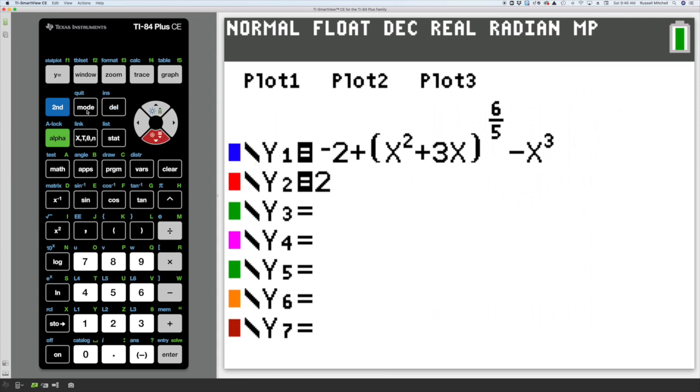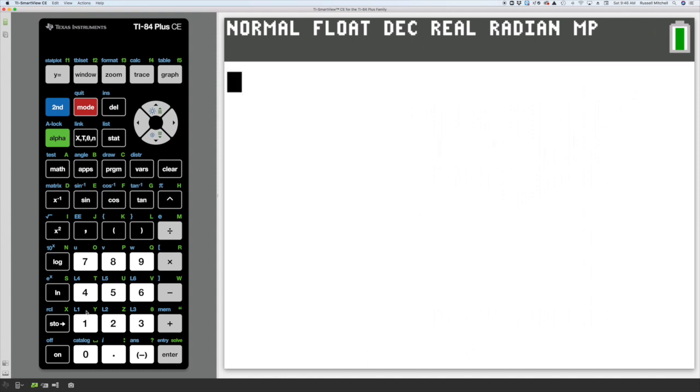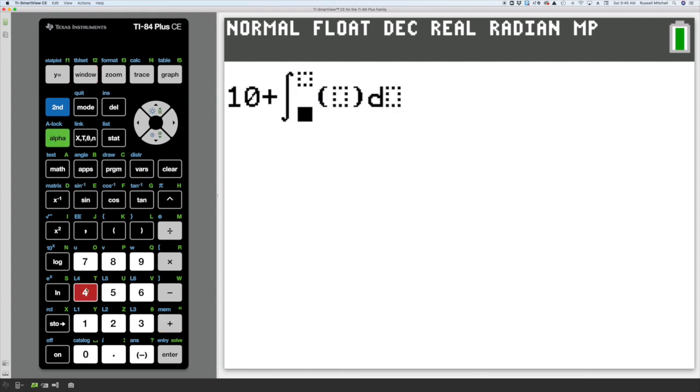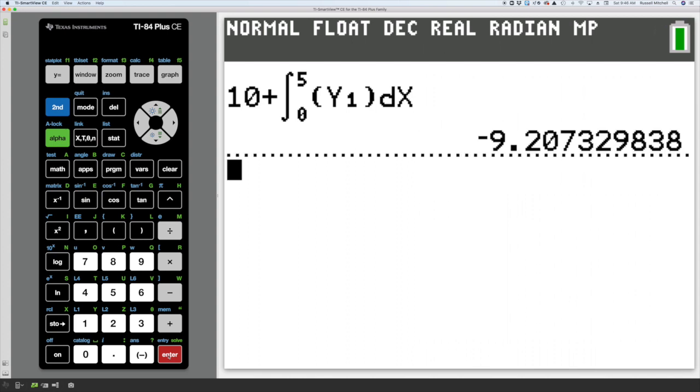All right, and so I'm going to go back to the home screen, okay? And we're going to type this in, 10, okay? And then plus, and then we want to integrate, so alpha window, and then number 4 for function integrate, and we want to go from 0 to 5 of our velocity function. Okay, that's why I wanted to change it and get rid of the absolute value, okay? We want our velocity function, so alpha trace, and then select number 1, because that's where we stored our velocity function, and then at x, okay? And we press enter, and we get negative 9.207. So we'll go back and record that, and that's the position of the particle at t equals 5, okay?